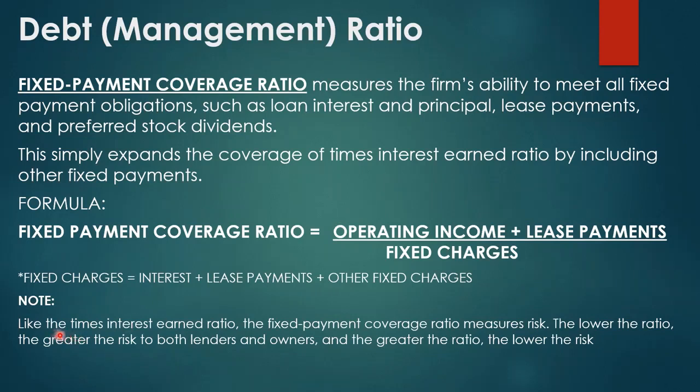Now, take note, like the times interest earned ratio, the fixed payment coverage ratio measures risk. The lower the ratio, the greater the risk to both lenders and owners, and the greater the ratio, the lower the risk. Bakit? Kapag mas mataas si fixed payment coverage ratio, ibig sabihin, mas may margin of safety ka, mas may capability ka to cover the payment of the fixed charges. Kasi nga, mas mataas yung fixed payment coverage ratio. Kapag mababa naman to, mababa rin yung capability mo to cover the payment of fixed charges. Kapag ganun nangyari, mataas yung risk of failure of the company. Mataas yung risk na hindi mabayaran ng company yung mga liabilities nito. So, the higher the fixed payment coverage ratio, the better.